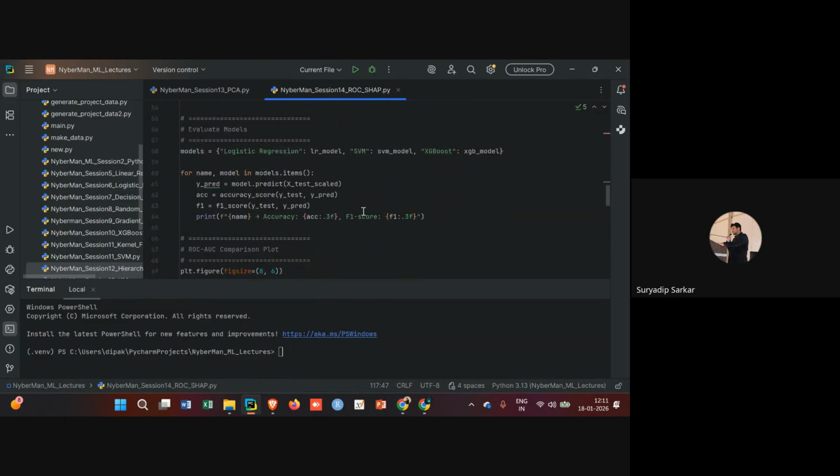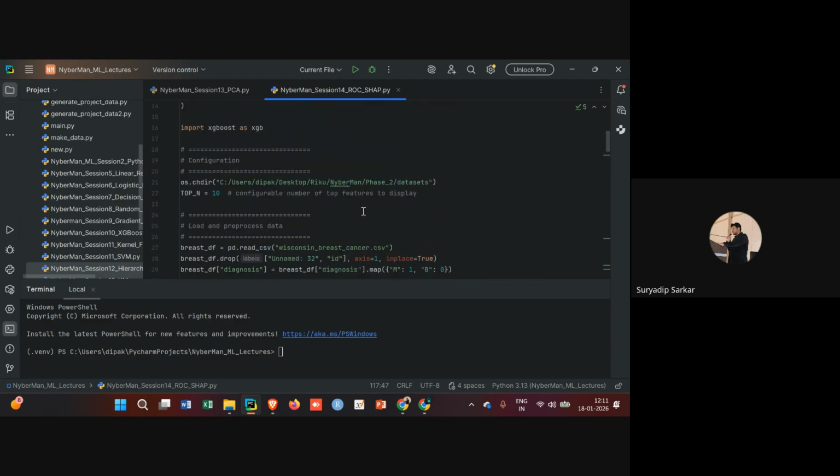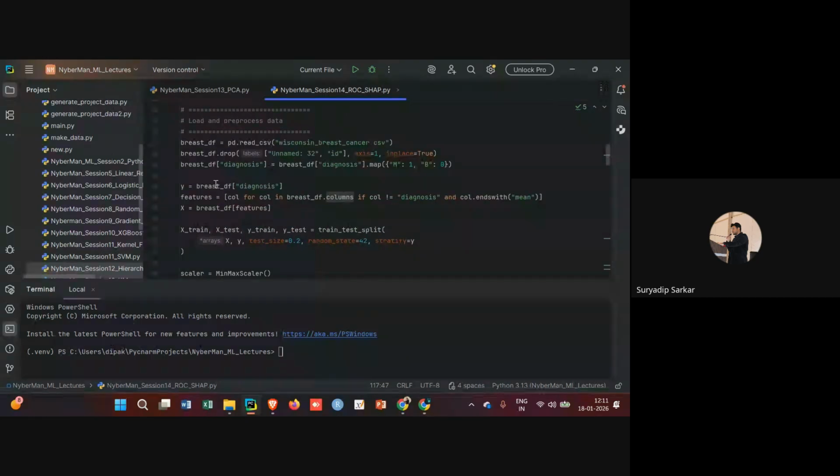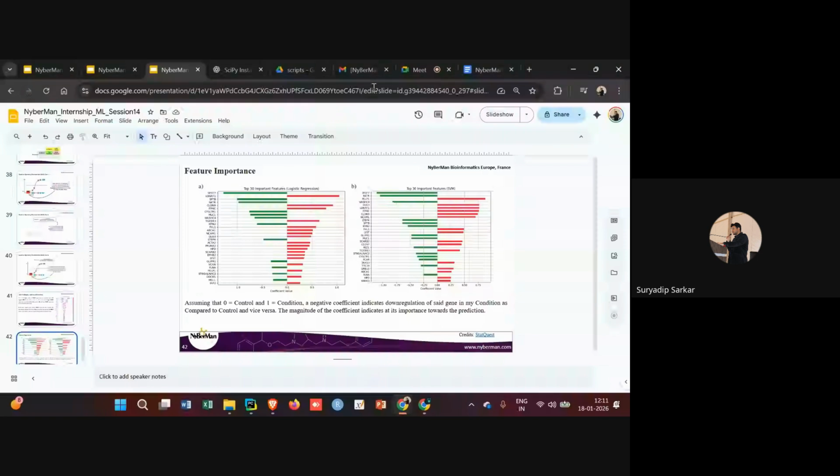This also uses the same data set, which is the Wisconsin breast cancer data set. Okay, so you guys can get an idea. So it should not be too difficult for you guys. Okay, so be very well informed with respect to that.